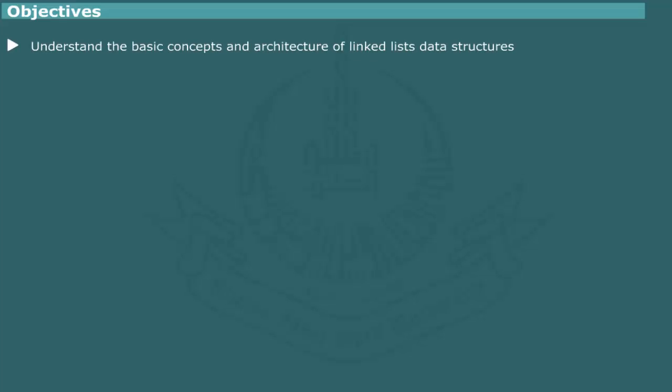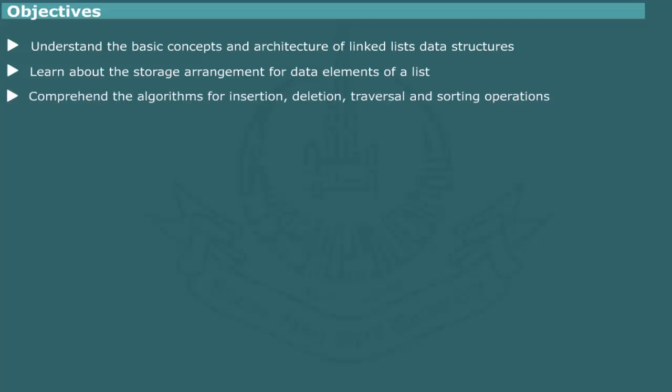Objectives. After completing this unit, you should be able to understand the basic concepts and architecture of a linked list data structure. Learn about the storage arrangement of data elements of a list. Comprehend the algorithms for insertion, deletion, traversal, and sorting operations. Algorithms using dynamic allocation of storage space.